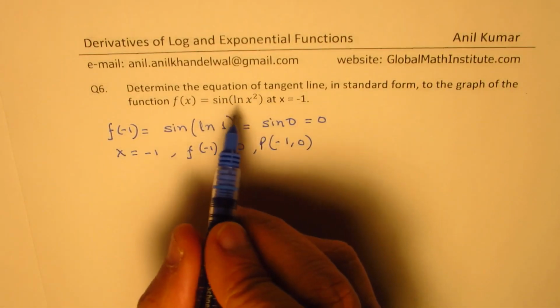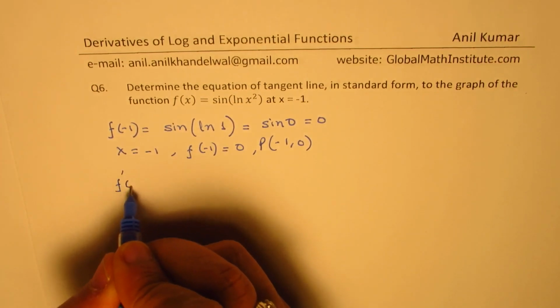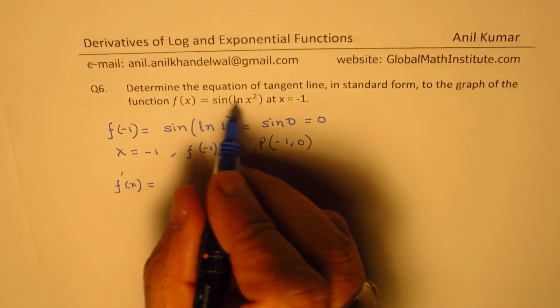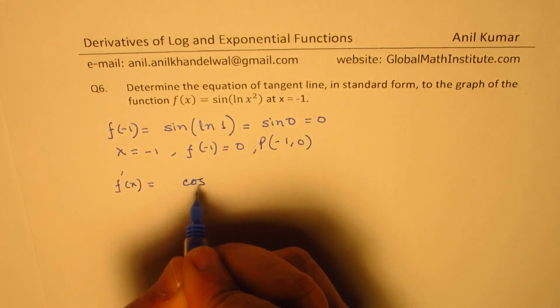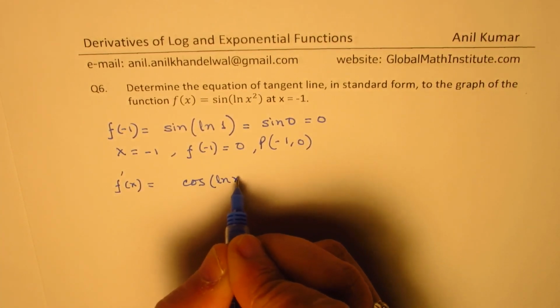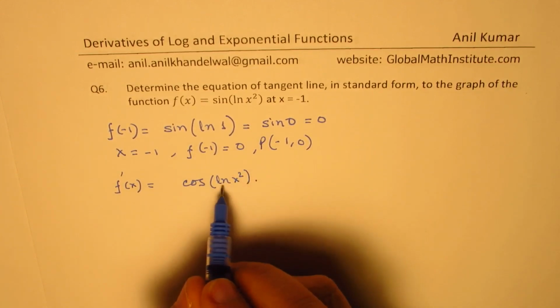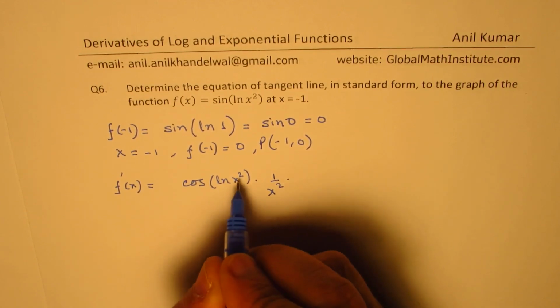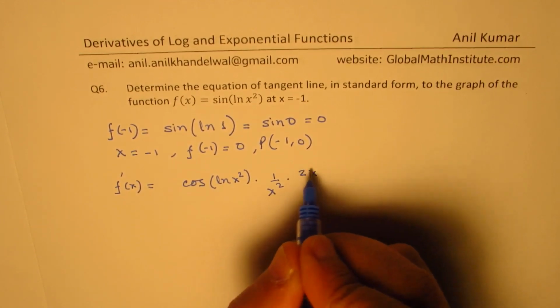Now the derivative of this function is what? So the derivative of the function is, sine of ln x squared, the derivative is cos of ln x squared times the derivative of the inside function, so 1 over x squared times the derivative of x squared, which is 2x. So that's what we get.